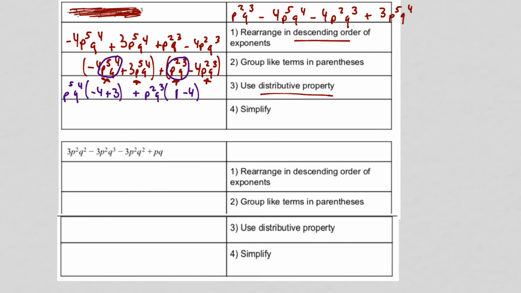So here we go. We factored out the common factor, and now we just have negative 4 plus 3. And what is that? That's a minus 1, right? So you're going to have a minus 1 times p to the 5th, q to the 4th, and then plus, what's 1 minus 4? That's minus 3 p squared q to the 3rd. And this is simplified. I can get rid of this plus sign, but that's the final answer when you add this whole mess together. And hopefully this factoring step makes it look a lot easier.